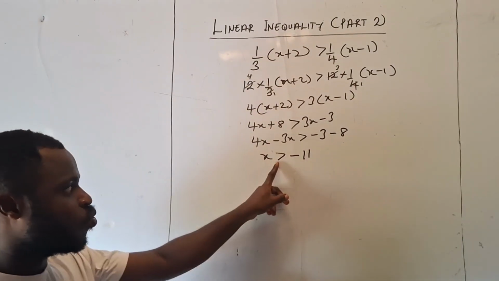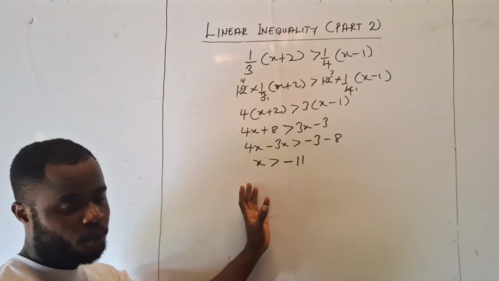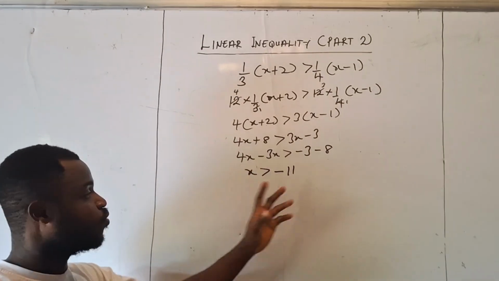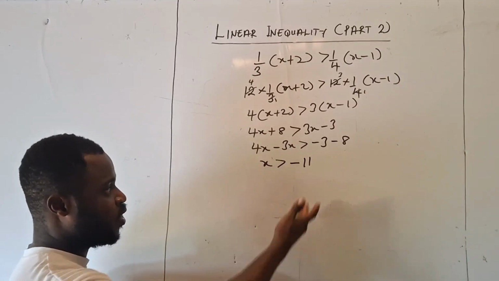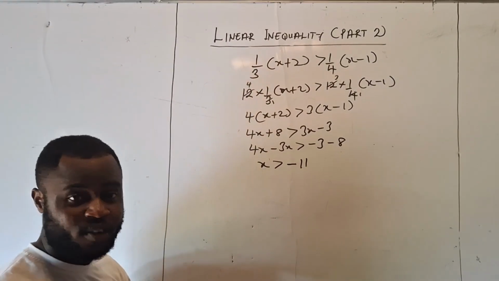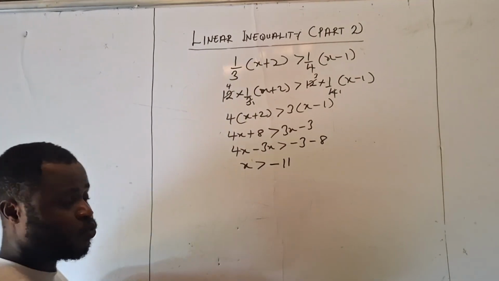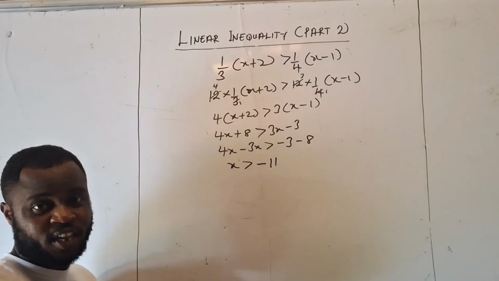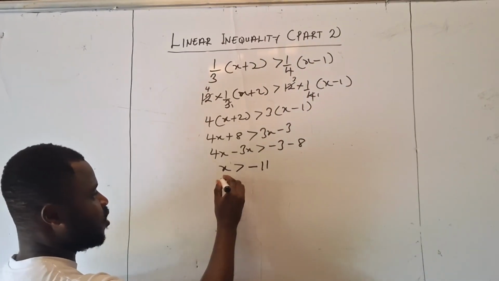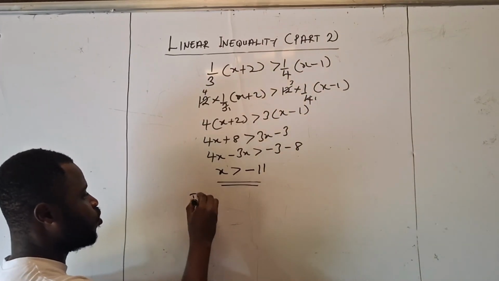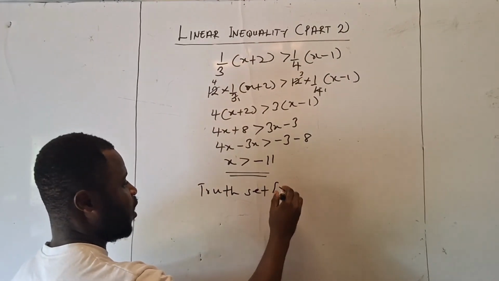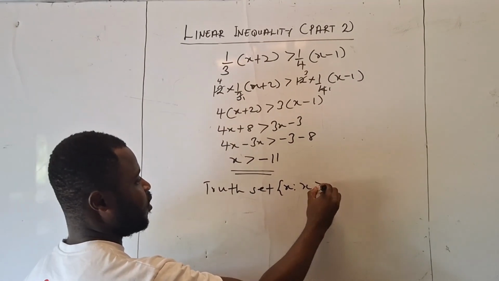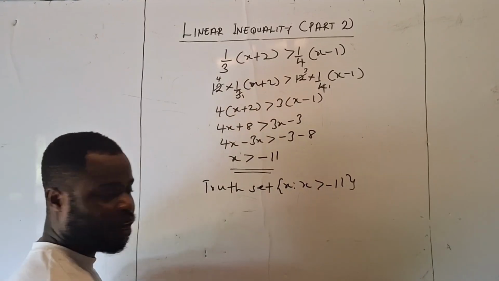The sign is not going to change here, because it is this that has become negative, not the coefficient of x. Students always get confused that even when the answer here has become negative, they change the sign. Don't change the sign. We change the sign only when the coefficient of x has become negative. So this is our answer here. Then the truth set is x such that x is greater than negative 11. Now the number line.